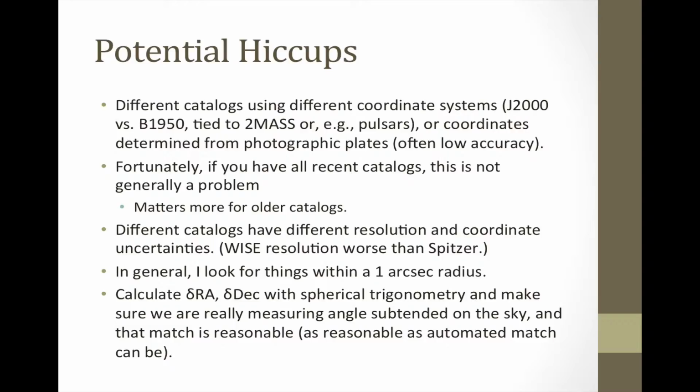I have to calculate the offsets in right ascension and declination using spherical trigonometry between any two sources, because the lines of constant longitude or the lines of right ascension come together at the poles, and so you have to worry about where you are in the sky in order to figure out what is the difference between two sources. Is it really 1 arcsecond? You have to do the spherical trigonometry properly. You need to make sure that the match is reasonable. Usually what I do is I have the computer do the match first, and then I go back and check for the important sources by hand.